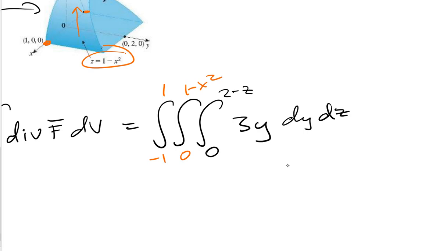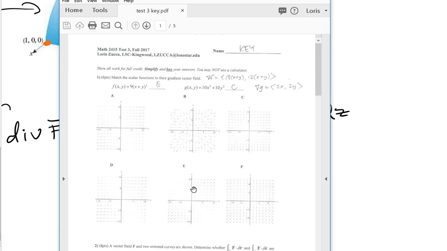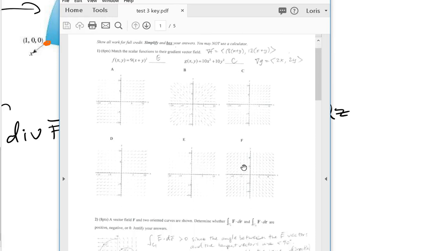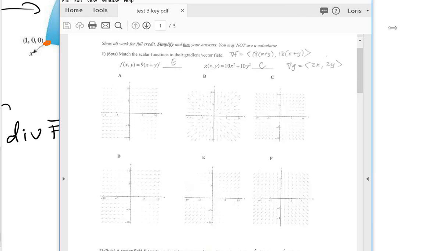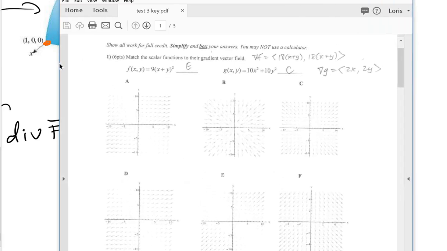Okay, so I want to show you something from the test that was kind of odd to me, why people were doing it. I'm looking on my other screen. Let me pause the video for a second. All right, so here's the key to the test. Let me see if I can make this bigger.